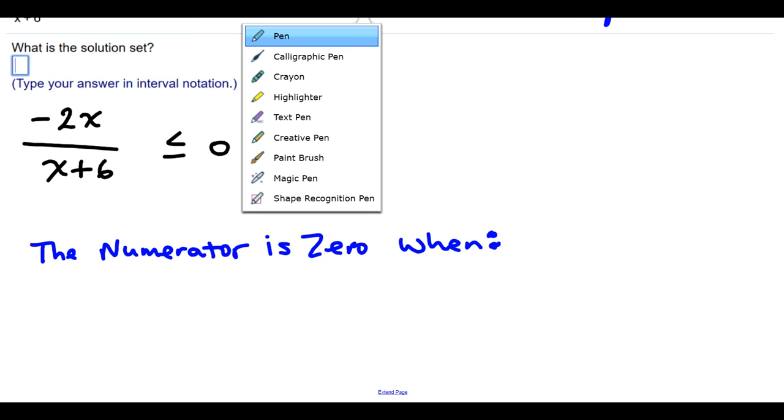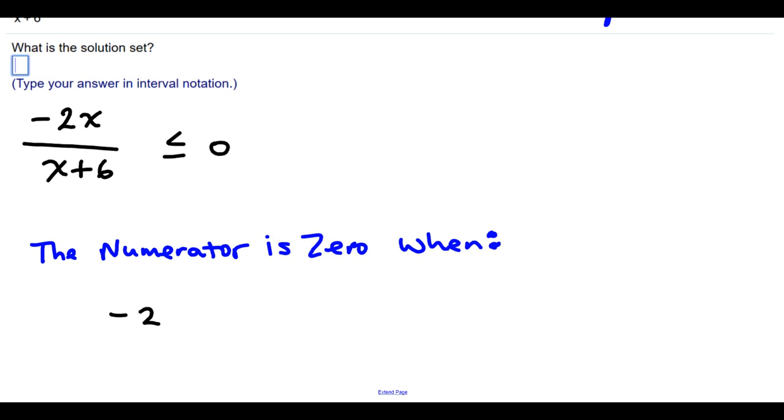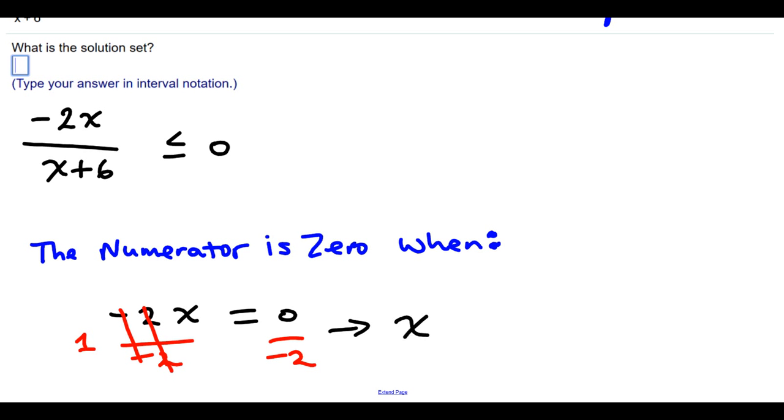I'm going to take my numerator, negative 2x equals 0, and solve for x. Negative 2 divided by negative 2 is just positive 1. 1 times x is just x. So I get x equals 0 divided by negative 2, which is 0. So that is one critical value. And then I will find another critical value using my denominator.